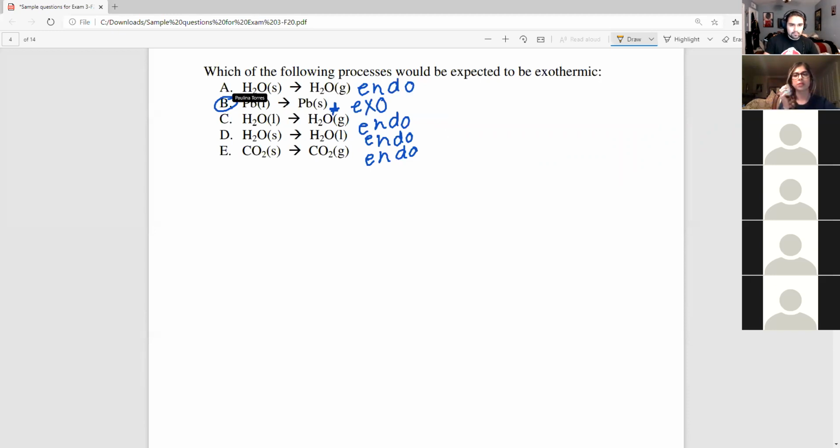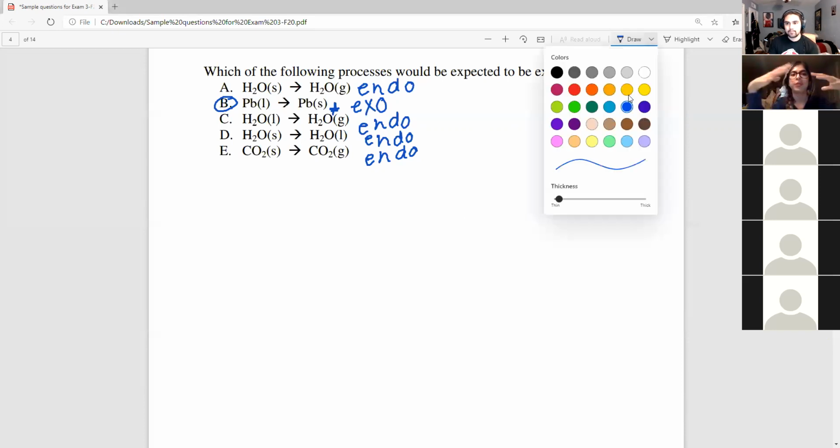How does liquid to solid give us exothermic? Okay, so you have to kind of think about the particles, right? Think of gases, they're moving around a lot. Liquids, they're a little bit less. Solids are even less. They're super packed, right?